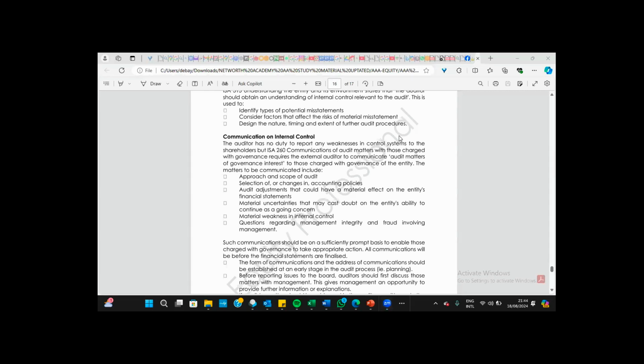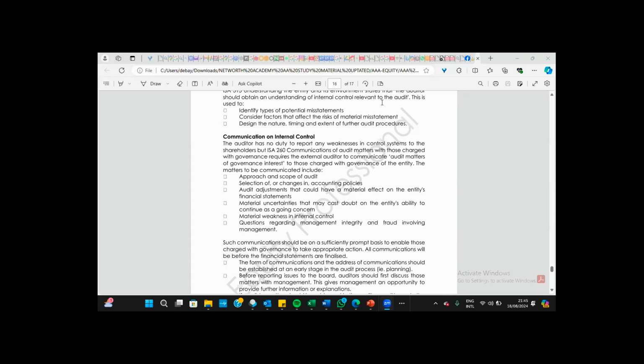Okay, thank you. So as I was saying, these are the other things you are going to communicate to those charged with governance in the management letter, where there are material weaknesses in the internal control. I've given examples before. For instance, they refuse to carry out bank reconciliation statement. They don't prepare it. They don't do stock count. All of these are material weaknesses in the internal control system.